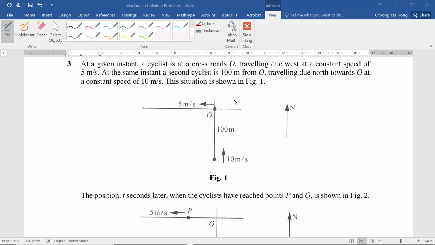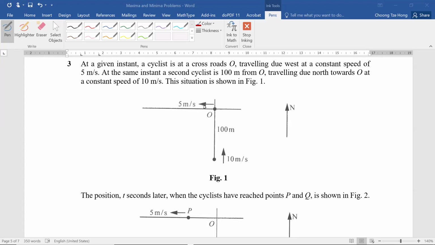At a given instant, a cyclist is at a crossroad O, traveling due west at a constant speed of 5 meters per second. So over here you have the first cyclist. The first cyclist is traveling from point O in the west direction. So in this diagram, we're moving to the left at 5 meters per second.